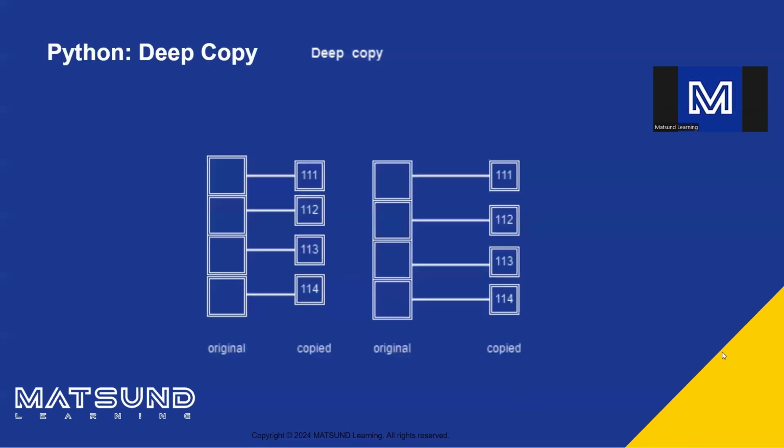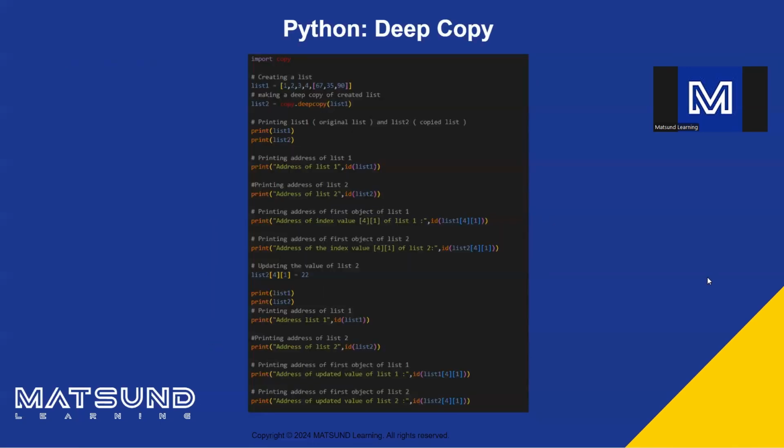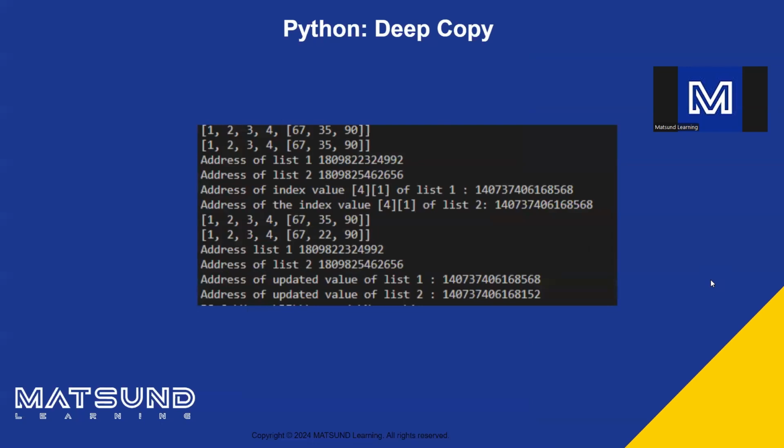In previous slides, we covered shallow copy. Here we will see an example of deep copy. The difference is that both tables have their own items. If we make changes to one item, it will not affect the other table. Here we are making a deep copy of list 1 and checking the address of both lists and the address of their objects. In the next slide, we can see the addresses of the lists and the addresses of the objects. All the addresses are different from each other. If we change any value of list 1, it will not affect list 2.